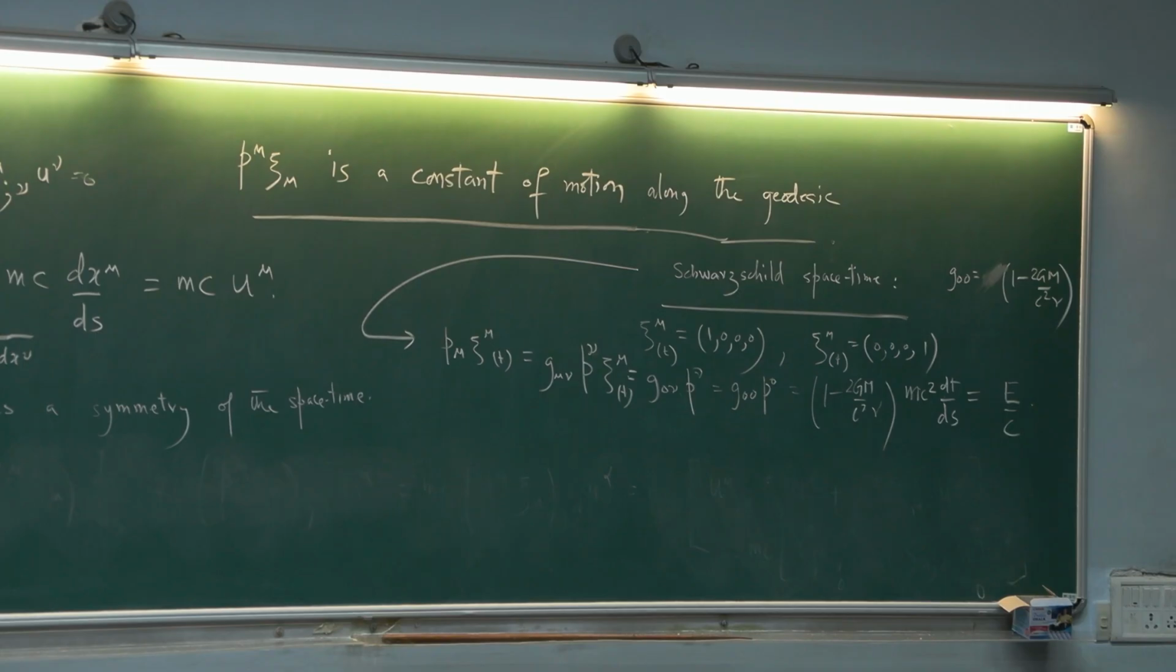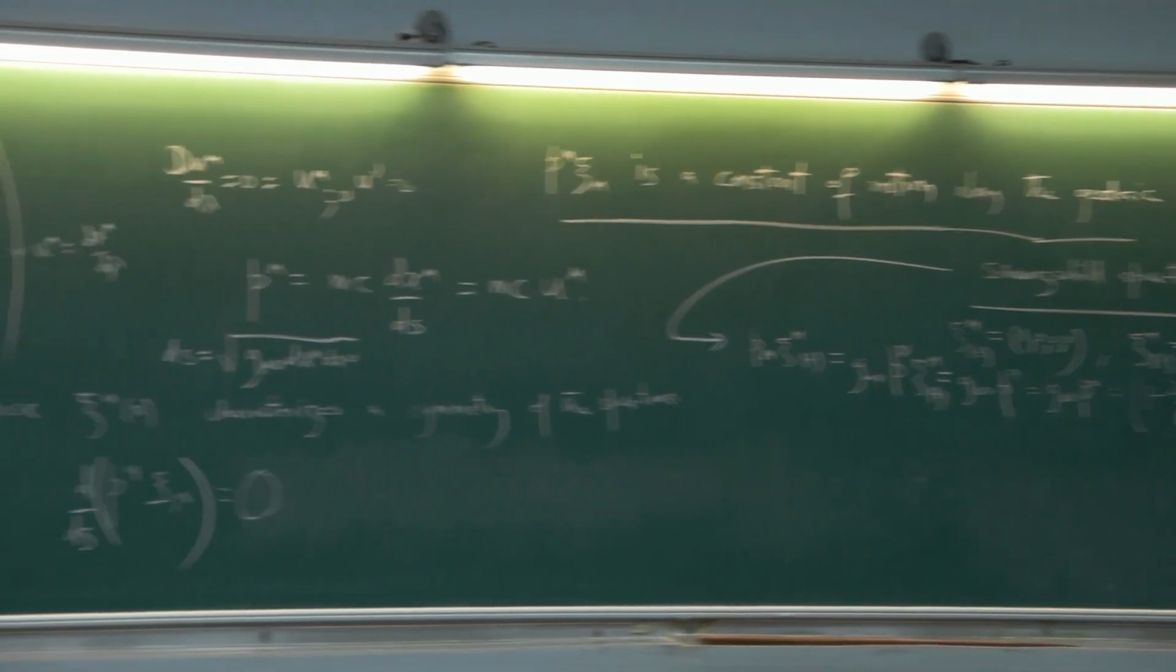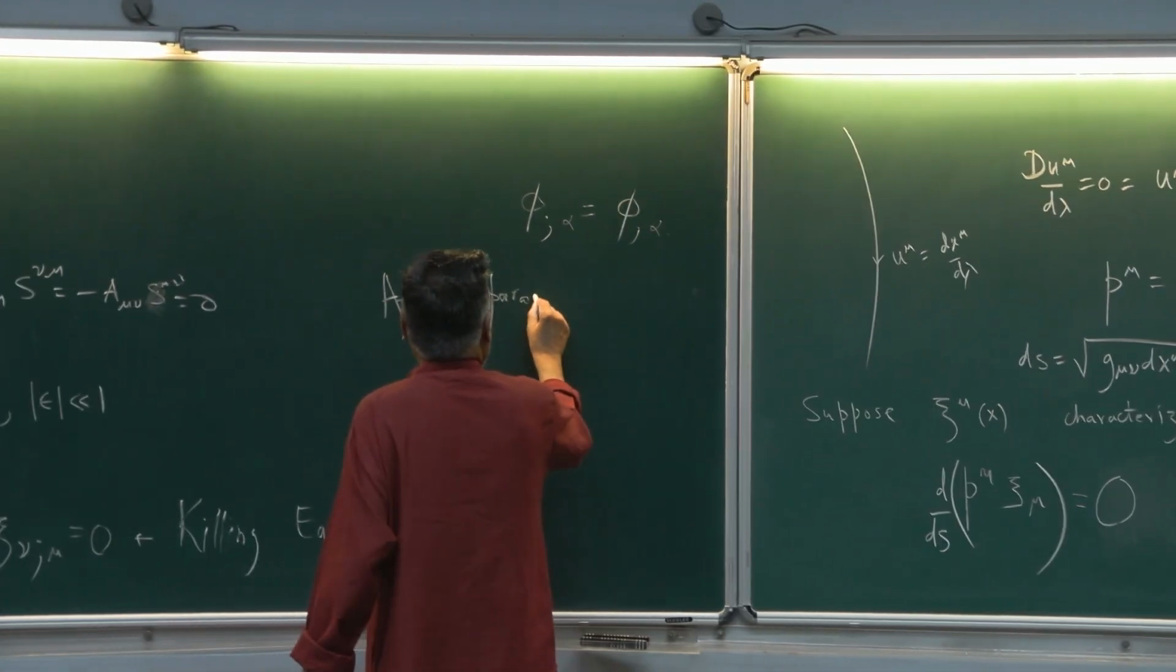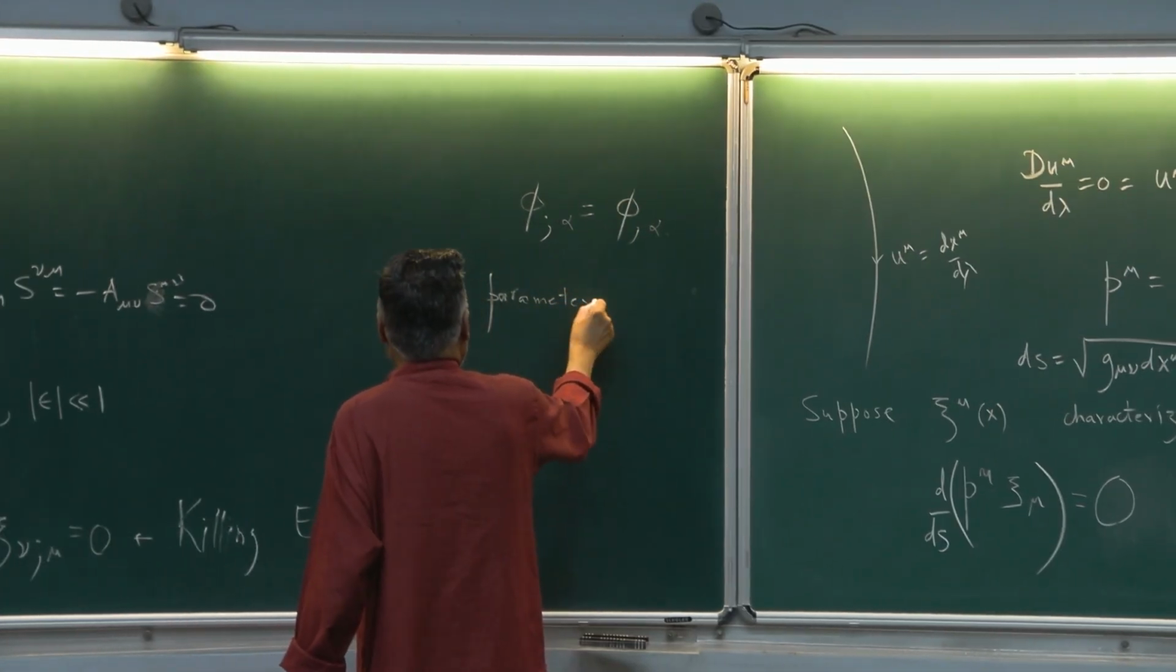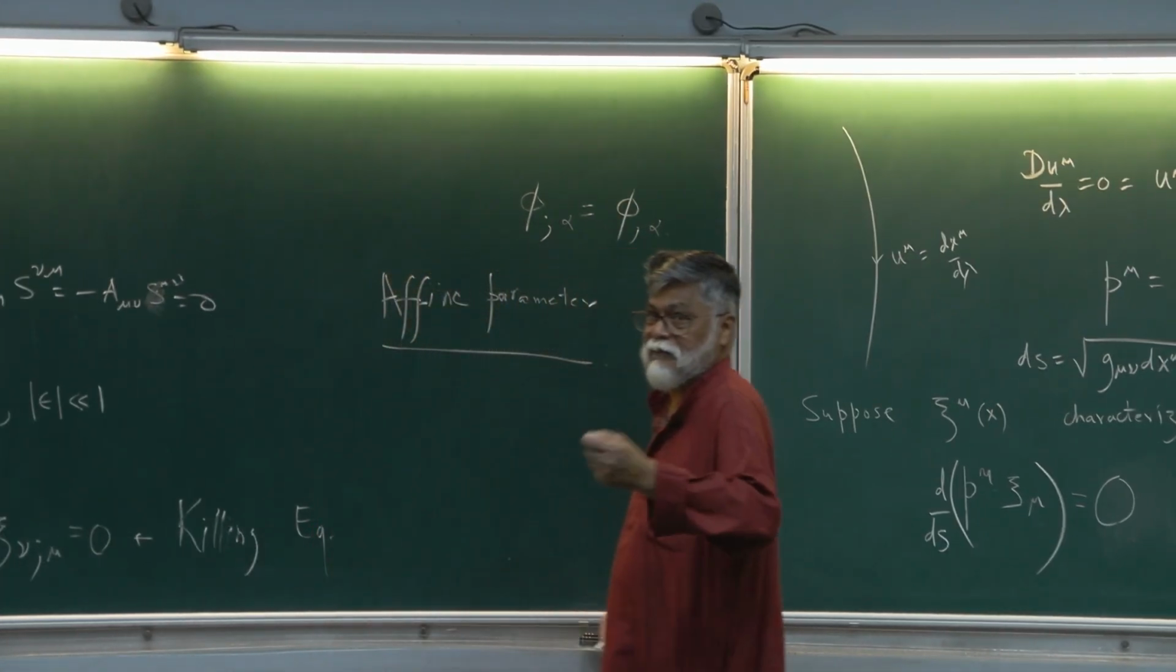So we are saying affine parameter. I should switch to right hand. Suddenly found that I'm slow with writing with my left hand.